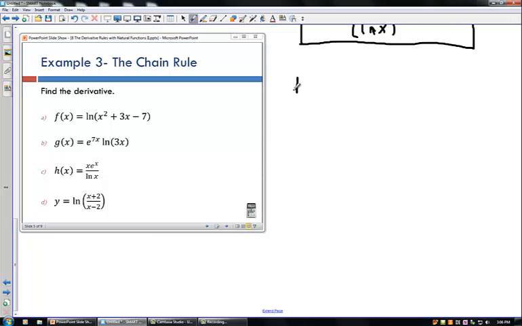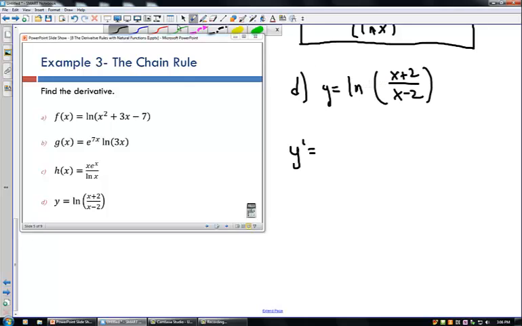So on part D, this is a chain rule with a quotient rule inside it, really. I have y equal to ln of x plus 2 divided by x minus 2. And to find y prime, instead of using the quotient rule, which does involve the inside, I'm going to use basically a chain rule, because if you look at this, you have an inside function here, and then the ln function is my outside function. You can see it's ln of this inside function, ln of x plus 2 divided by x minus 2.